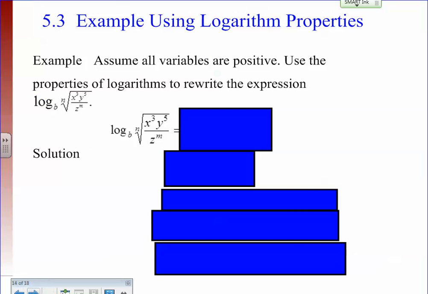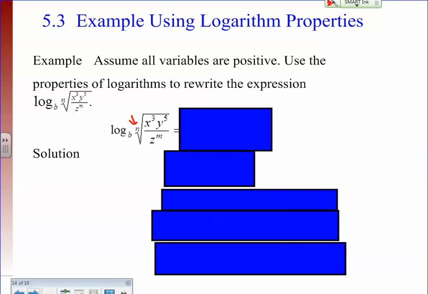Okay, so we jump from that right to this nasty looking problem here, and assume all variables are positive to rewrite the expression. Okay, so we've got log base b, and it's got this square root looking thing, but it's got the n here, so that's the nth root of x to the third, y to the fifth, divided by z to the m. So we got a lot of exponents, a lot of letters here. It's kind of an alphabet soup.